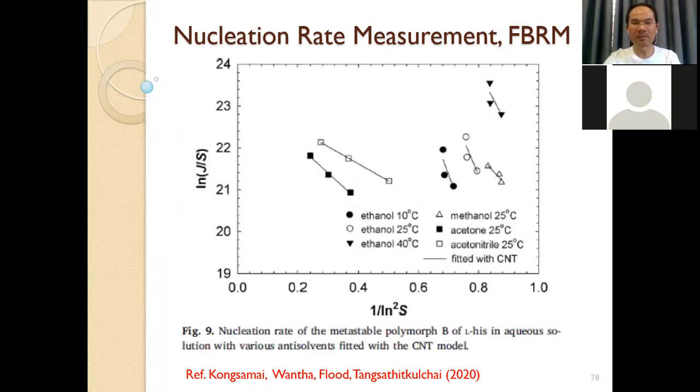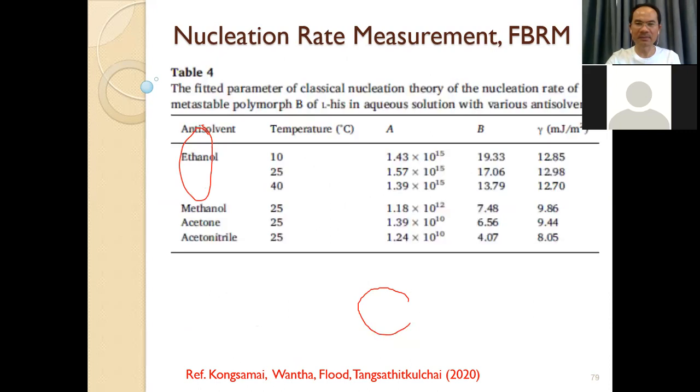And also we report log J over S against 1 over log S squared. We get a linear line for that case. And also we determine the interfacial energy. It's a function of temperature and a function of anti-solvent.